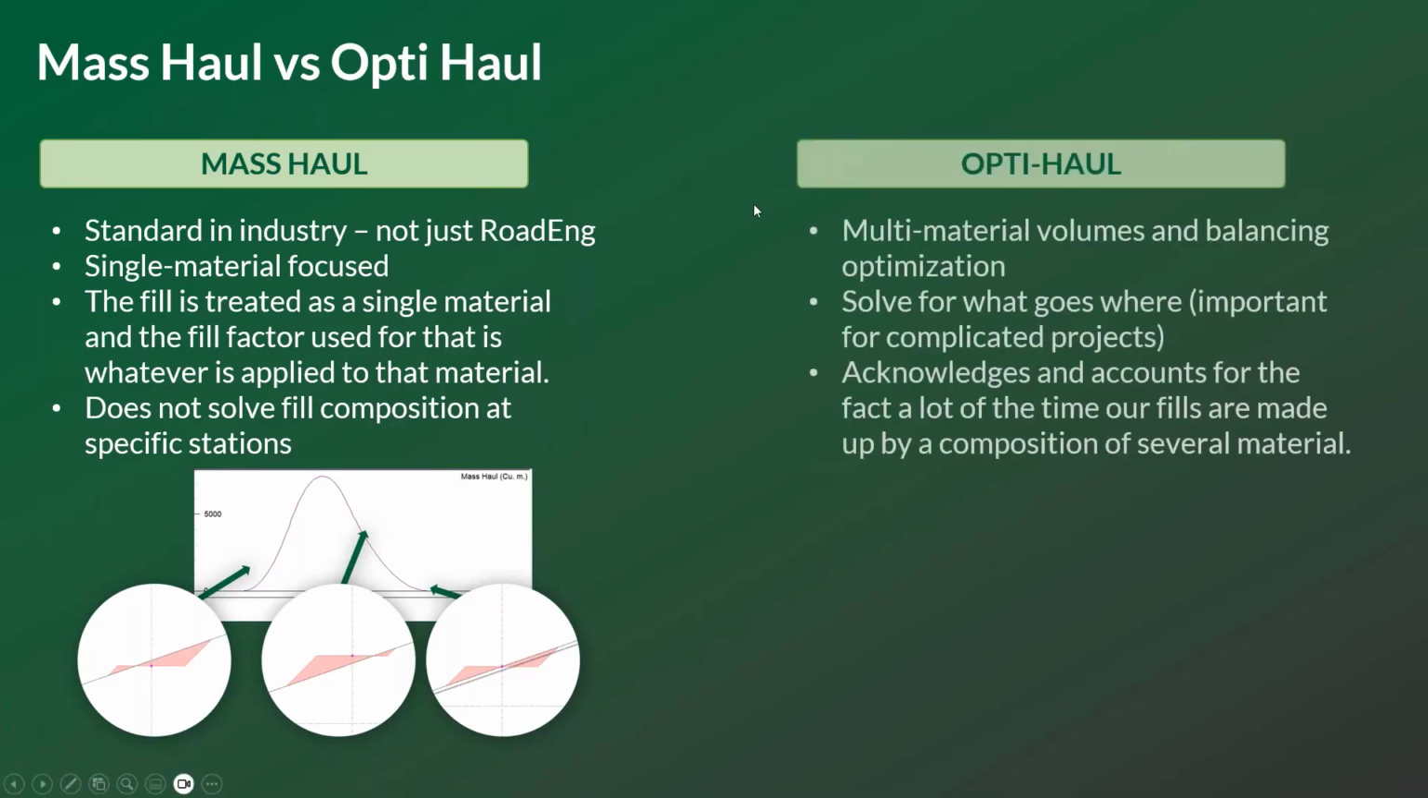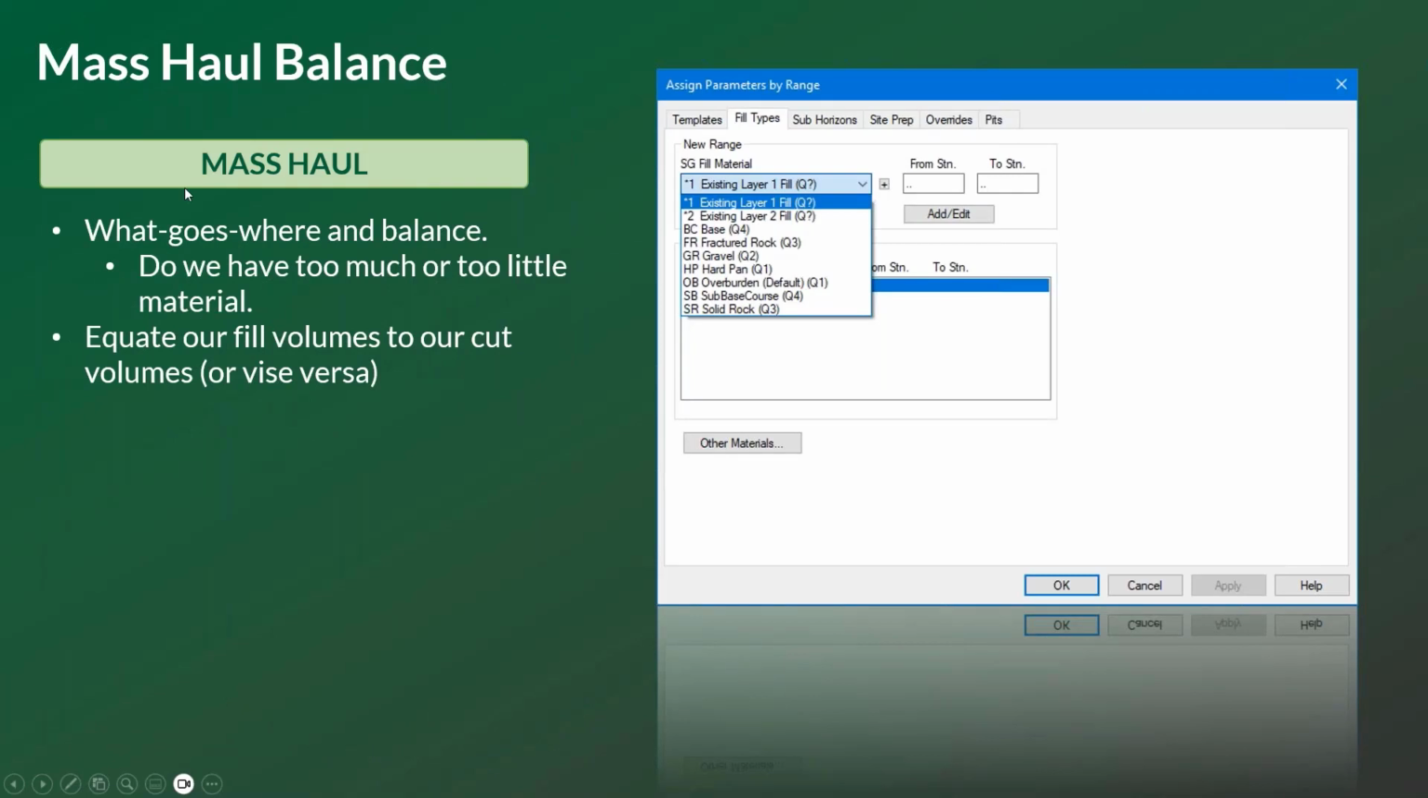So introducing our proprietary solution to this inside of RoadEng, which we think is a heck of a lot smarter, and that's the Opti haul. And this is multi-material volumes and balancing optimization. It solves for what goes where, and this becomes increasingly important as you're working in complicated projects. It's going to acknowledge and account for the fact that a lot of the time fills are composed of multiple materials. And we were going to go into some detail and explain the limitations of the mass haul and why we think the Opti haul is better. And I'm going to actually let Matt do a little bit of chatting inside the presentation.